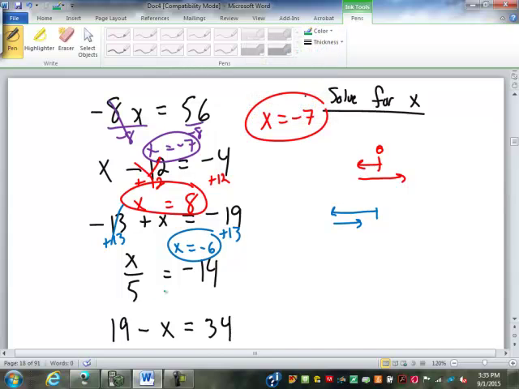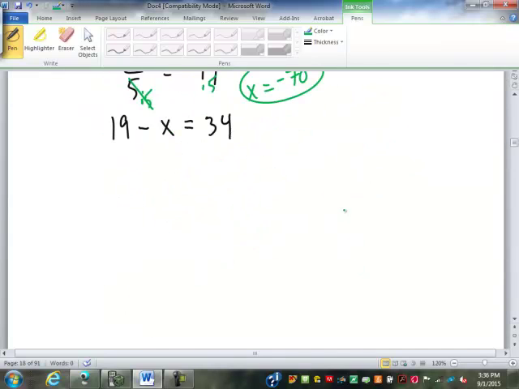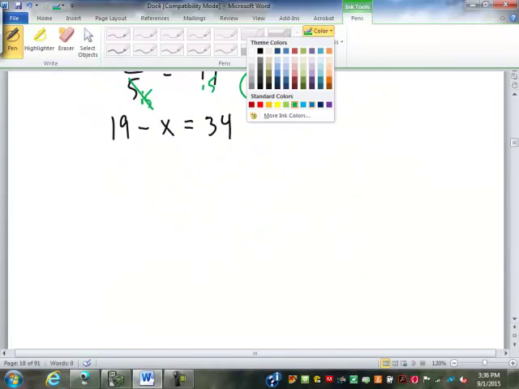So this next one, what do we have to do? Multiply by 5. Very good. It's giving us x equals, what's -14 times 5? -70.